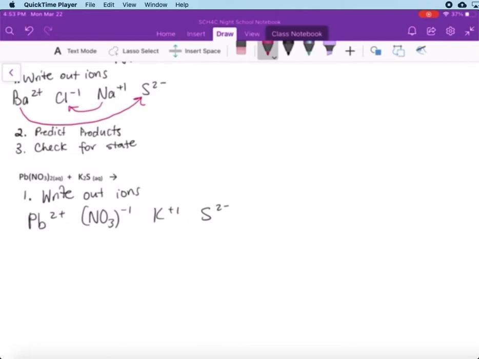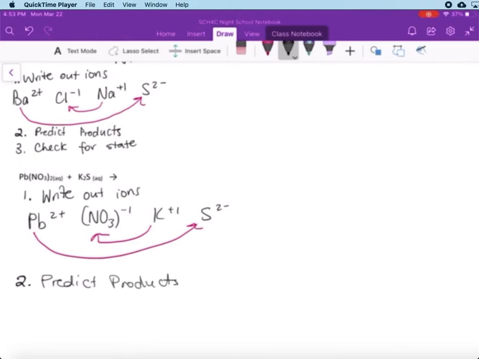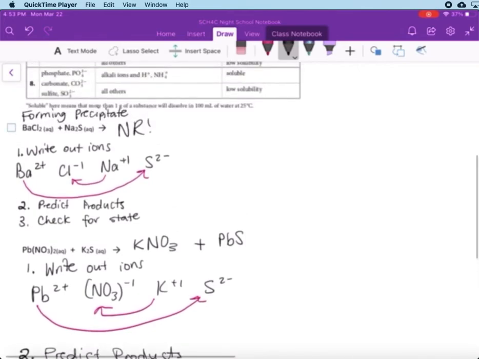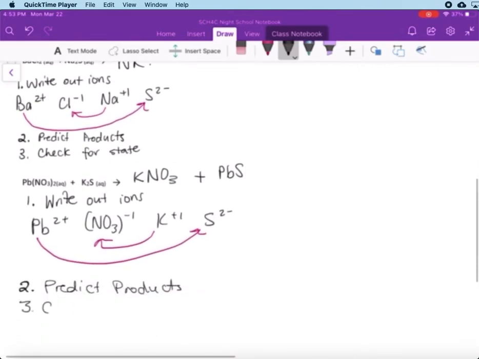We're now going to switch our cations and our anions to make new products on the other side. And again, it just so happens that they even out. We have a 2-to-2 ratio and a 1-to-1 ratio for our new products. This won't always happen. So we have potassium nitrate forming and lead sulfide. There's no coefficients because they all cancel out, or no subscript, sorry.